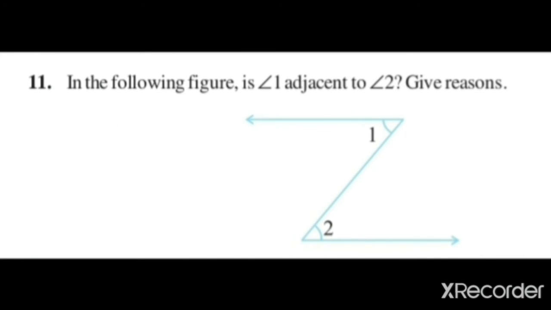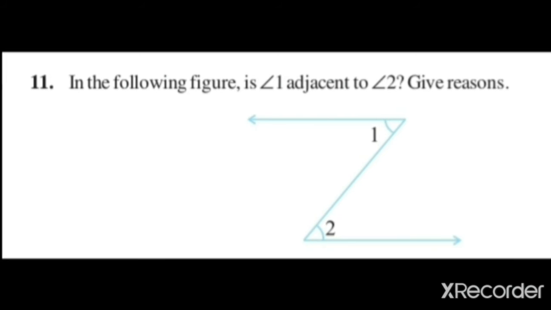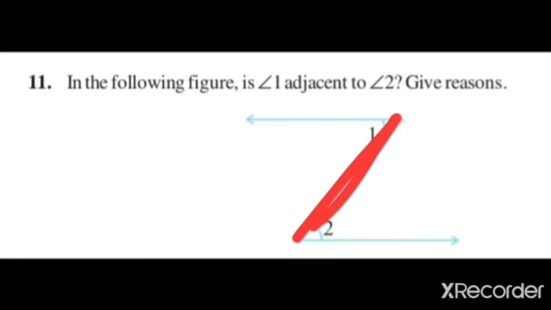Question 11. In the following figure, is angle 1 adjacent to angle 2? Give reason. No, angle 1 and angle 2 are not adjacent angles because their vertex is not common. They have a common arm, this one is the common arm, but they have different vertices. So, they are not adjacent angles.